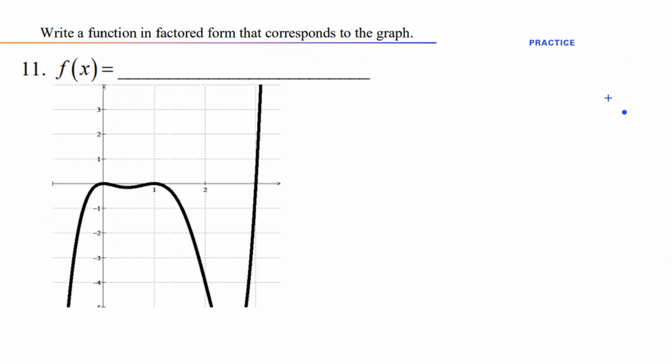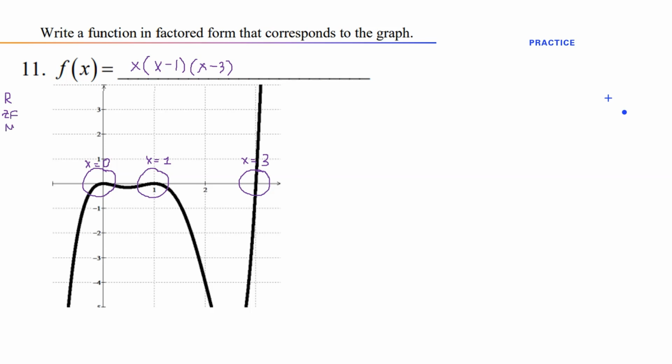So for this question, we do the same. We find the roots here, here, and here. So we can write down x equals 0, x equals 1, so x minus 1 is a factor, and we have x equals 3, so x minus 3 is another zero factor.